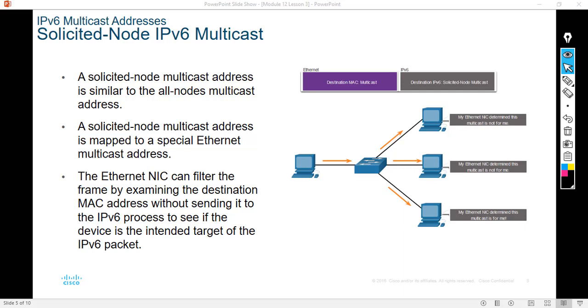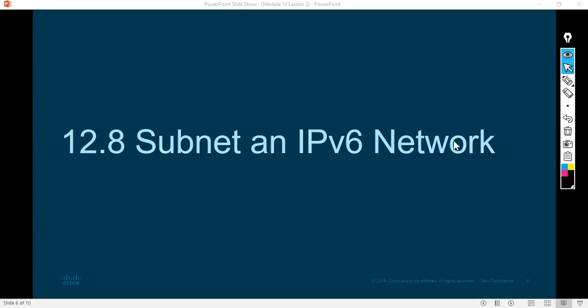Okay, so let's have a look at the second concept of this lesson, which is subnetting an IPv6 network. Again, you don't necessarily need to subnet an IPv6 network. However, subnetting is very important because we want to segment the network into smaller domains. That's the whole idea of why we want to subnet. We want to reduce the size of the broadcast domain. That's why we create smaller segments or smaller subnets.